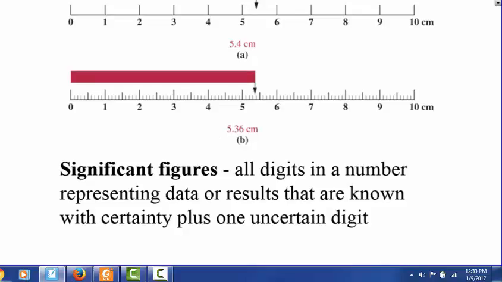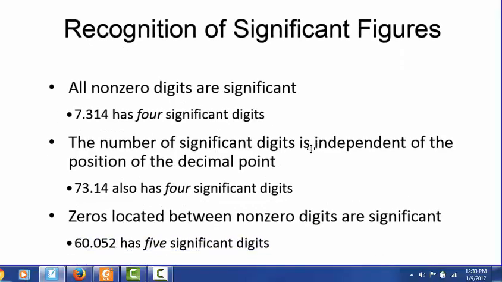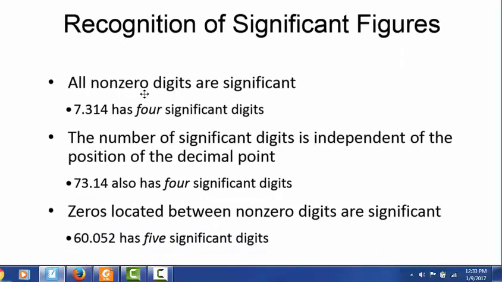So how do I know, if I wasn't the one who took the measurement, if I'm just looking at the number, how many digits in that number are significant? Well, there's a couple of rules. The first rule is pretty straightforward. Any number that isn't 0 is significant. So if I just told you 7.314, any number here that is not 0, which none of these are 0, are all significant. So 4 numbers. So all of these are significant. This number would have 4 significant digits.